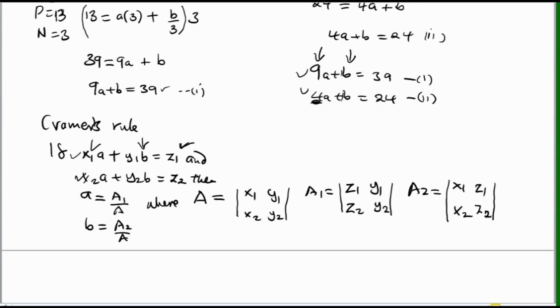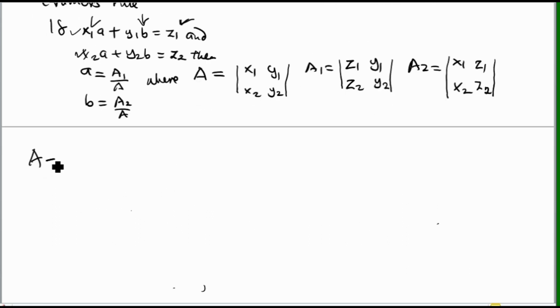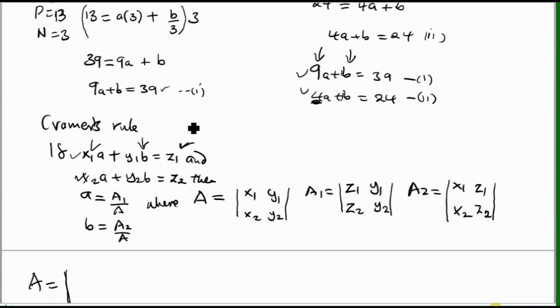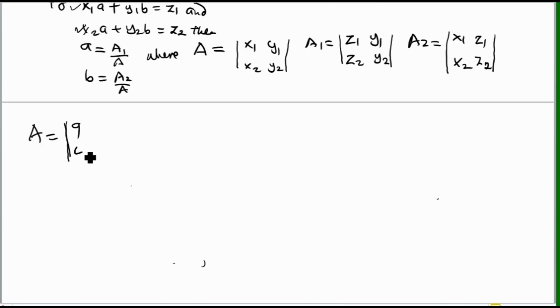Now, from there you can go ahead and get the value of A, which is the determinant of the matrix of coefficients, that is x1, x2, replaced by 9, 4, and then y1, y2, that is 1 and 1, from which the determinant, as always, take 9 times 1, subtract 1 times 4, which will give you a value of 5, because 9 minus 4 is 5.